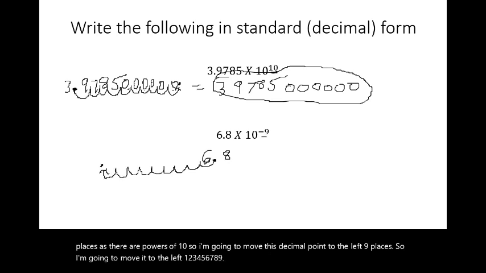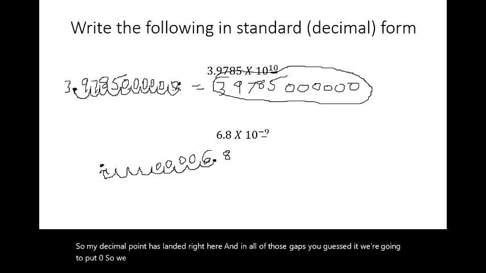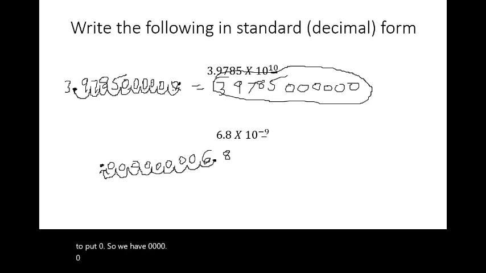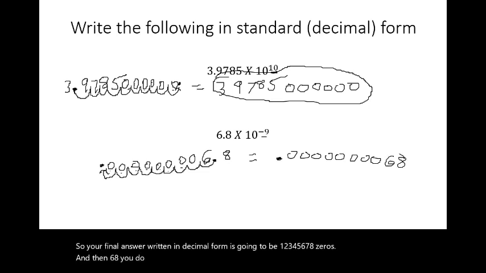So my decimal point has landed right here, and in all of those gaps, you guessed it, we're going to put zeros. So we have 0, 0, 0, 0, 0, 0, 0, 0. There we go. So your final answer, written in decimal form, is going to be 1, 2, 3, 4, 5, 6, 7, 8 zeros, and then 6, 8. You do not need the 0 before the decimal point.